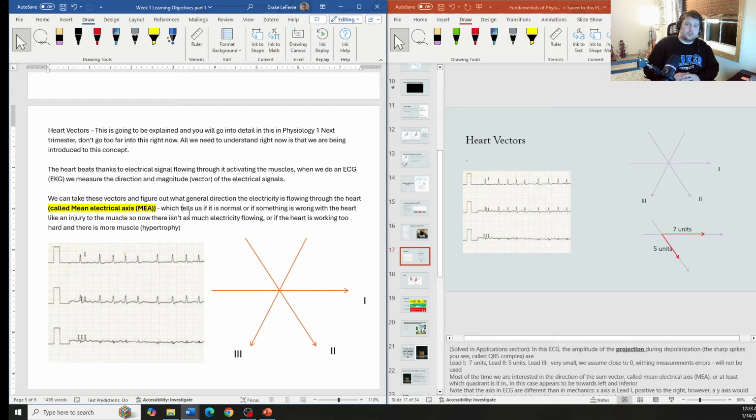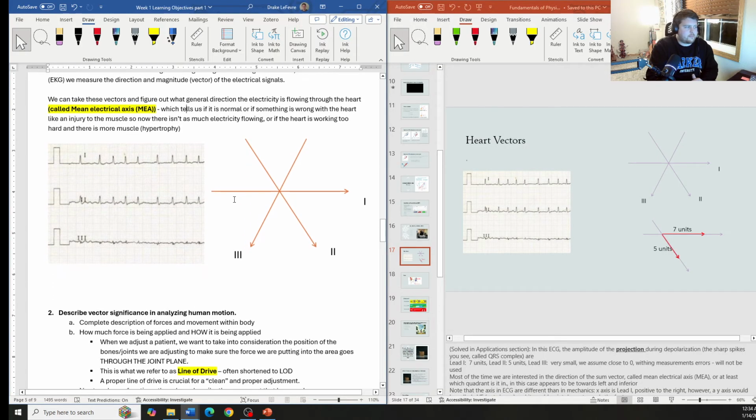Or if the heart's working way too hard because, let's say, we have high blood pressure or we have an issue with one of our valves. As a result, the muscle gets bigger, and so then we have more electricity, we have more magnitude, so that can change the overall direction of our electricity in our heart. So main concept to understand, mean electrical axis tells us the direction of flow, the vector of flow, the direction and magnitude of flow of electricity through the heart. We want it to go towards lead 2. And if it's not going that direction, we have some issues. Okay?